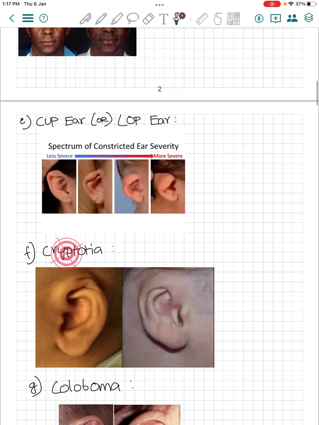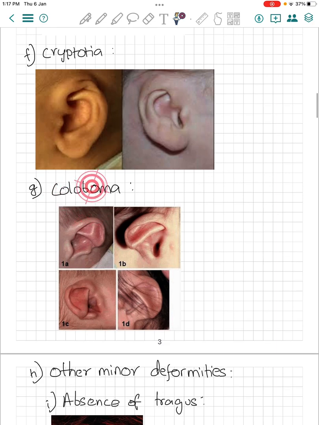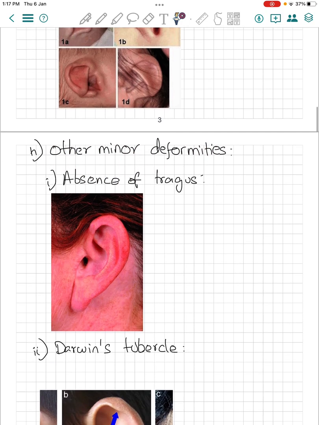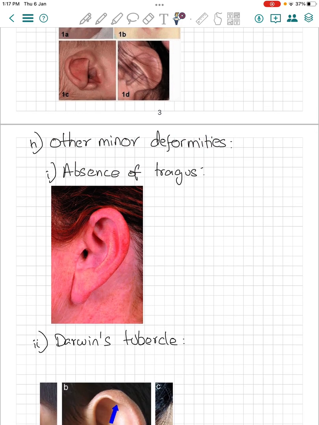Then there is cryptotia, where the upper cartilage fuses with the skin and appears as a fused part. Then there is coloboma, where a fold appears between the transverse part. Okay guys. Then other minor deformities include absence of the tragus. The function of the tragus is to collect the sound waves into the canal. Here, the tragus is absent.